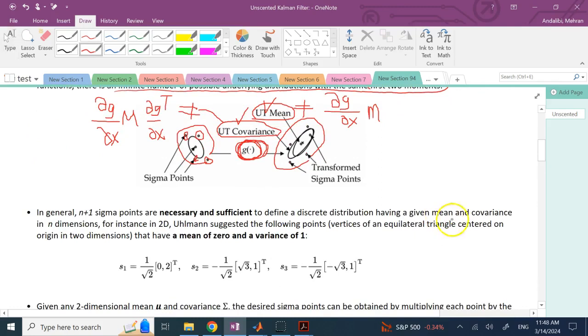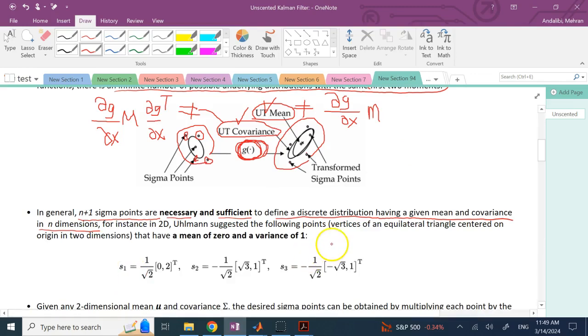He showed that if the dimension of your space is n, let's say you're working in a two-dimension state space, for instance, you have a second order differential equation which has two states, x and x dot, then you need n plus 1 sigma points, and not only is it necessary, it's sufficient to define what? A discrete distribution having a mean and covariance. So if you're working in two dimensions, all you need is 3 sigma points, okay? Now, which 3 sigma points?